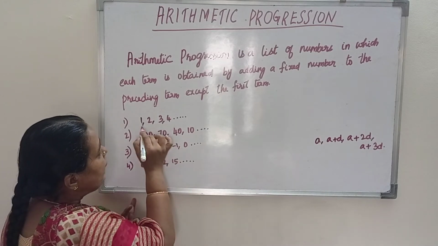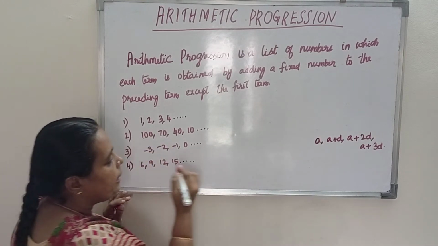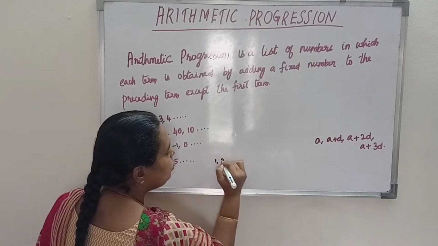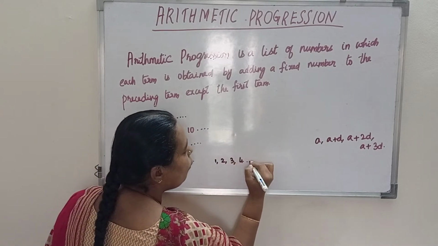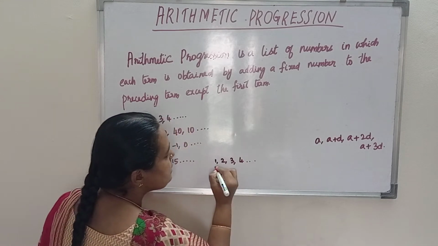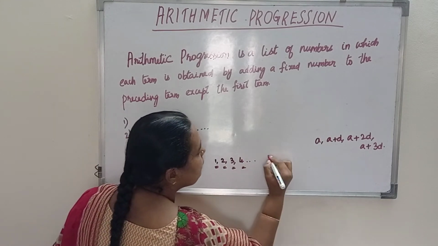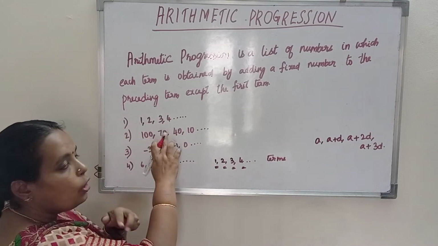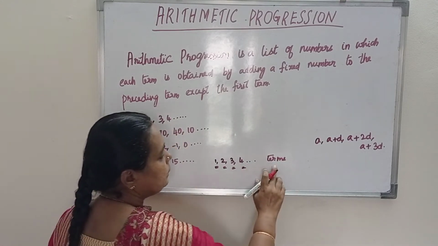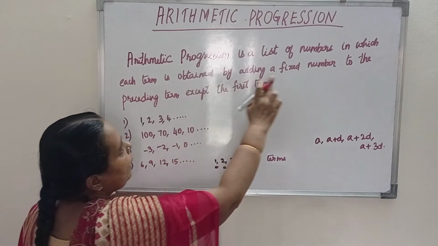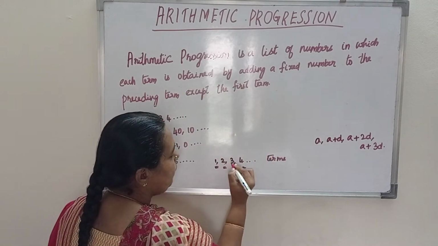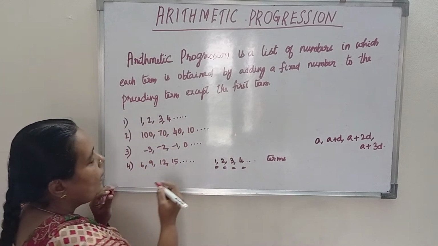So each number is called a term. In a sequence, each number, 1, 2, 3, 4 and so on, is called a term. In a sequence, they are not called numbers, but they are called terms. So in a list of numbers, each number is a term.